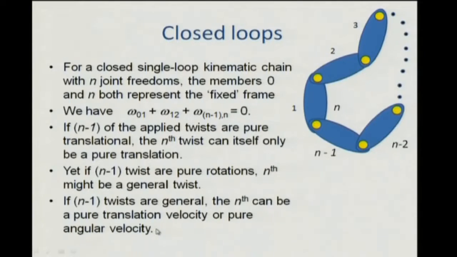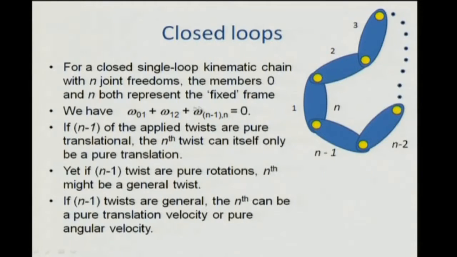So now we look at a closed loop. You start with link 1, 2, 3 and go around, then there is n minus 2, n minus 1. If there are n joints and I go marching around that closed loop, joint 1, joint 2, joint 3, and come around like this, this will be the joint n. If I now number the links 1, 2, 3, n minus 2, n minus 1, then this one ends up being the nth one.